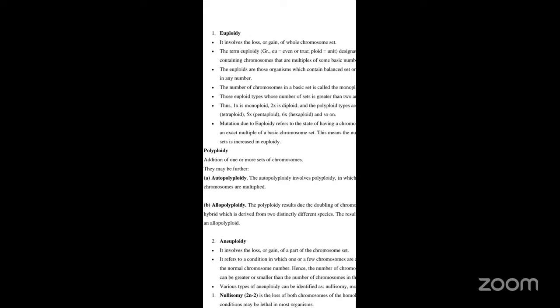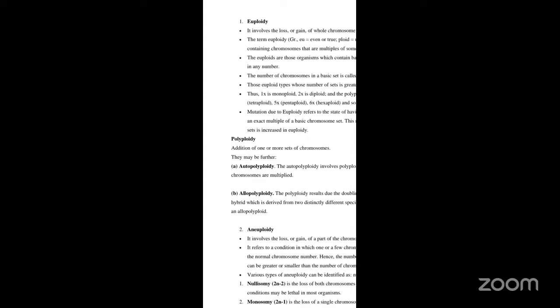So the mutation due to euploidy refers to nothing but the state of having a chromosome number that is an exact multiple of the basic chromosome number. Here in euploidy, the number of chromosomes is increasing. That is what we call euploidy. It involves either the loss or the gain of the whole chromosome set. Based on this, they are classified into two types.